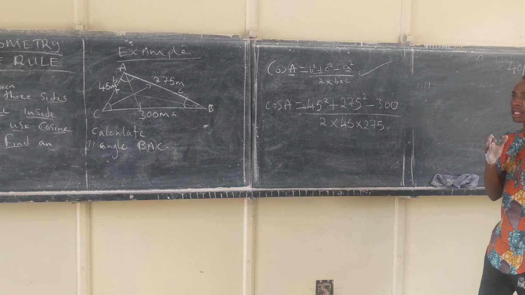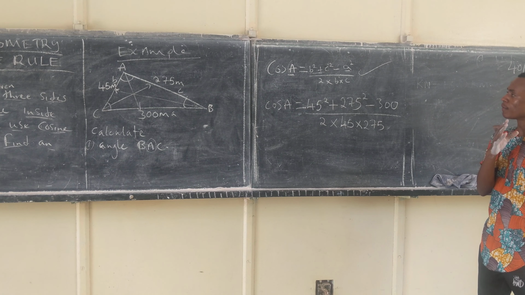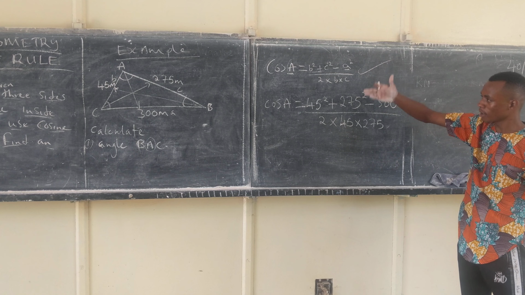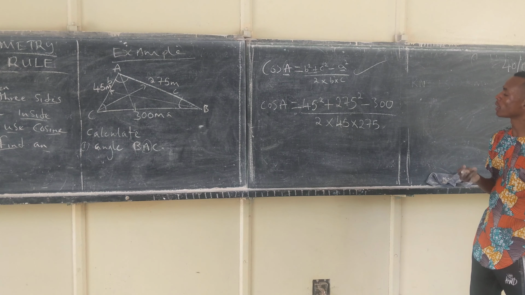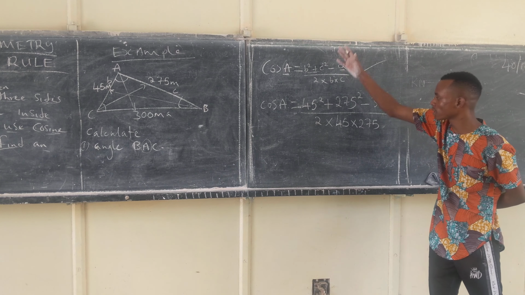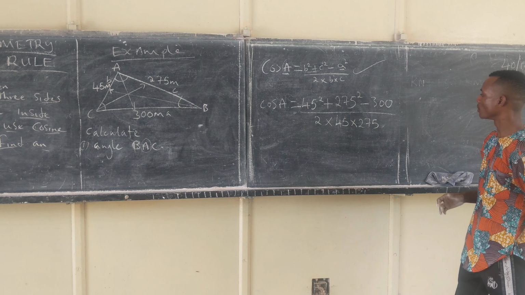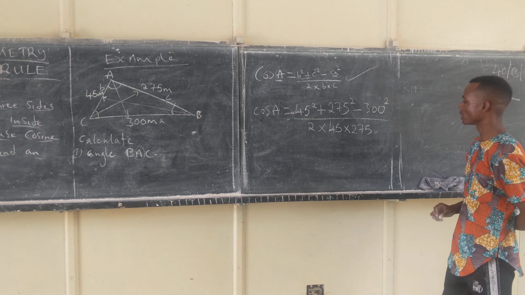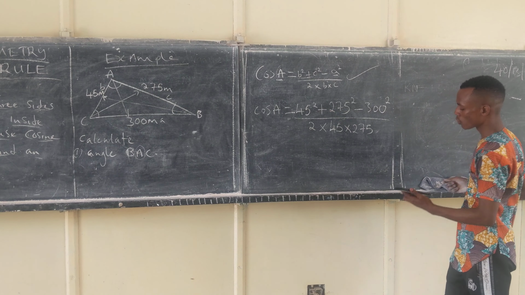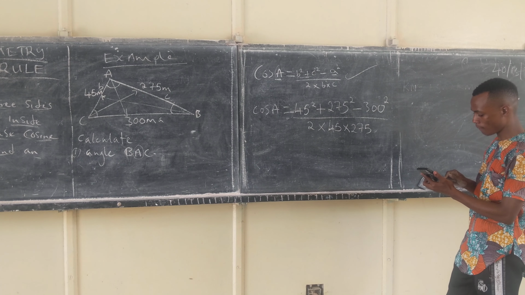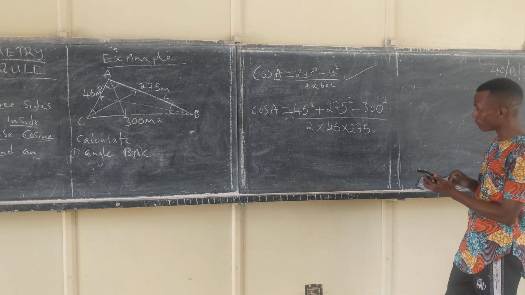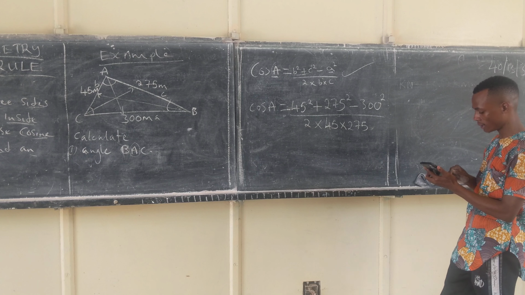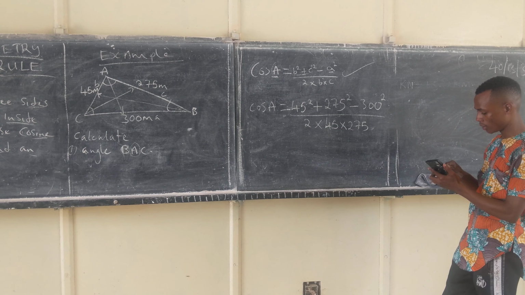Even if you use the first formula or you use this formula, you are going to reach the same stage, and the answer will still be the same. But this one I've just cut the formula in half. So here is squared. Then you punch the ones that are on top on your calculator: 45 squared, plus 275 squared, minus 300 squared.